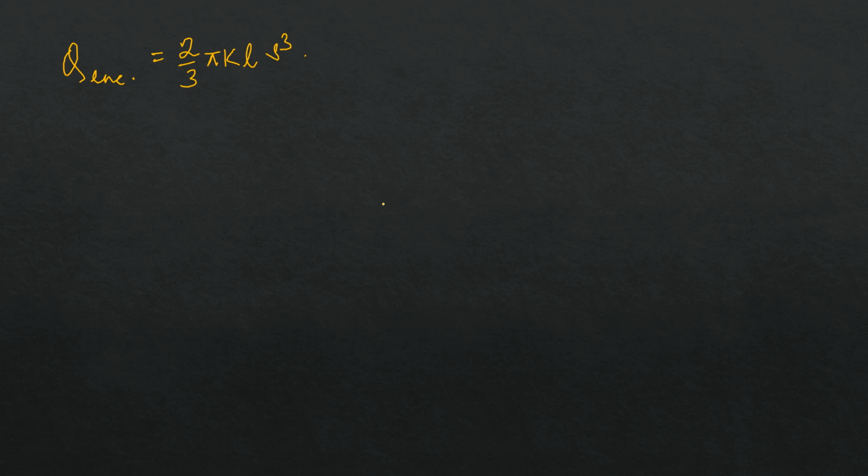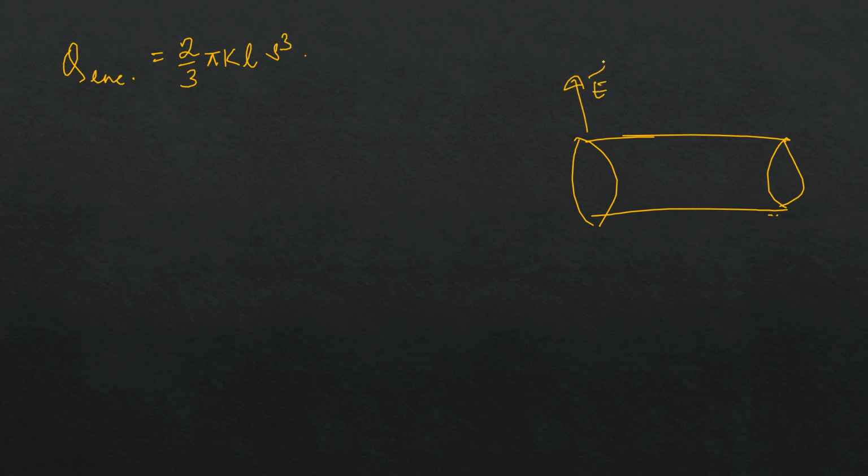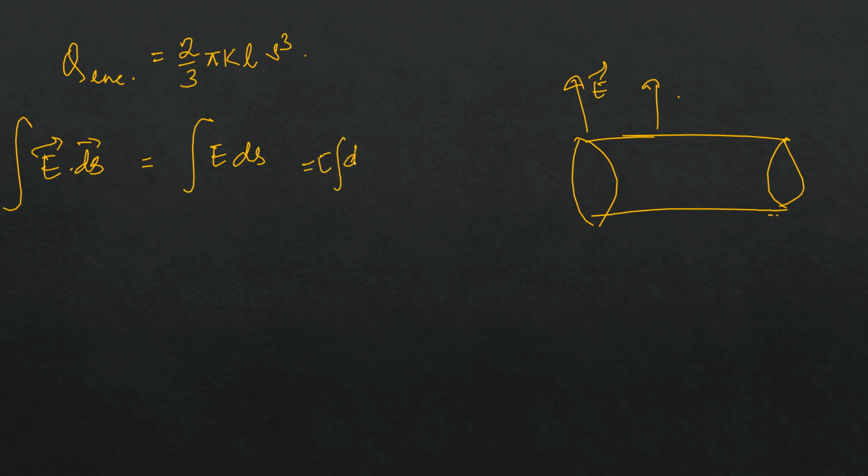Now see, it's like this. Electric field is now along this direction. Area vector is also along this direction here. So if I see E dot dS, it is equal to E dS. Here, okay, no problem. So E dS.